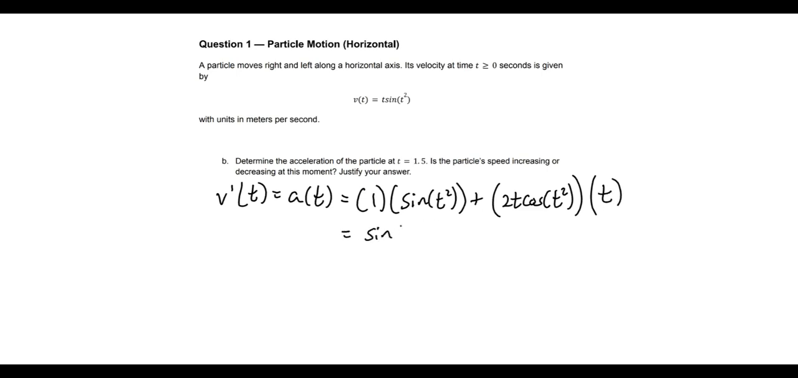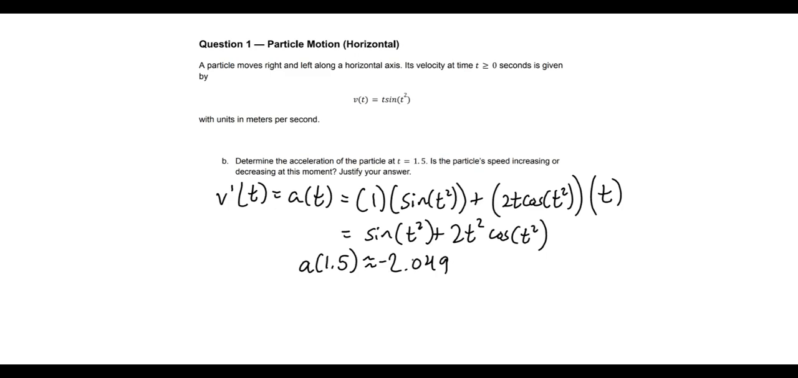So, okay, what do we get here? We have sine of t squared, plus 2t squared cosine t squared, like this. Now we plug in 1.5. So I'm just going to plug this into a calculator here. It looks like we get negative 2.049. So that's the answer to the first part.